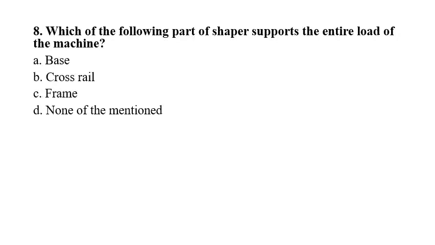Question number 8. Which of the following part of shaper supports the entire load of the machine? Base, cross rail, frame, none of the mentioned. The answer will be A. Base. Base is the fundamental part of any kind of machine and it supports the entire load of the machine. So the answer will be A. Base.